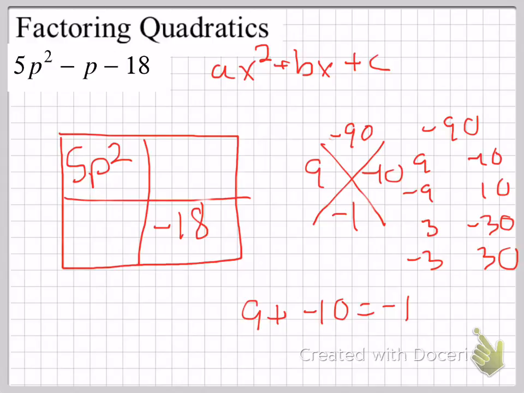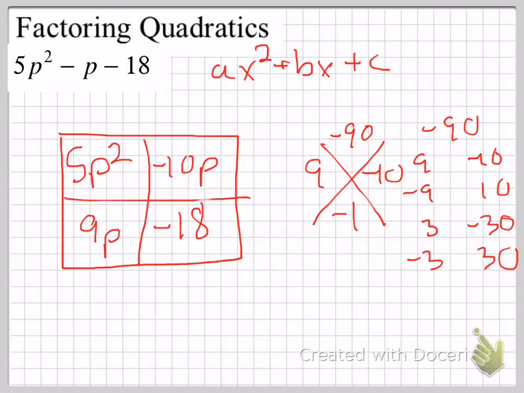And then we can fill them in over in our box. Minus 10p and 9p. Now that we have our box filled in, all we have to do is follow the same trick as before and find the greatest common factor of each row and each column.